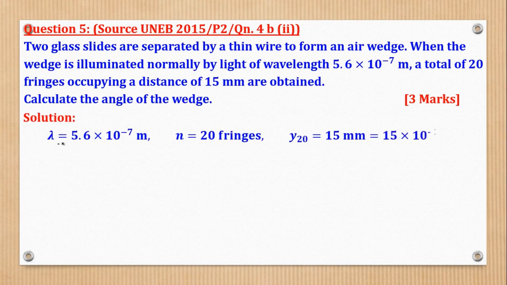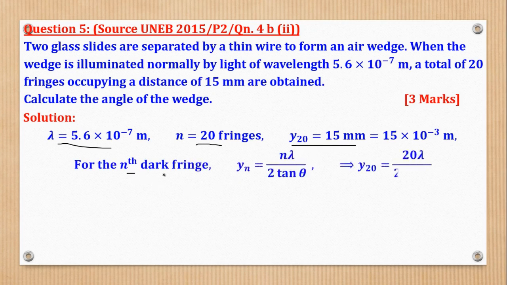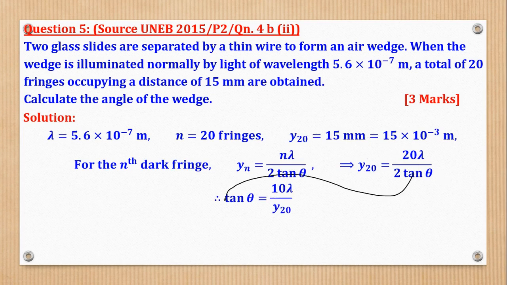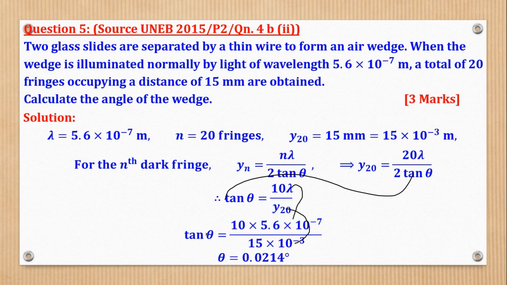So shall I interpret the question? Lambda is that, n is 20, Y20 is that. Therefore, for the nth dark fringe we have this formula, but n is 20, so substitute 20 where there is n. They want the value of theta, so we make tan theta the subject. Then you substitute for lambda and for Y20. After that, you make theta the subject by getting arctan, and that will be the angle they wanted.